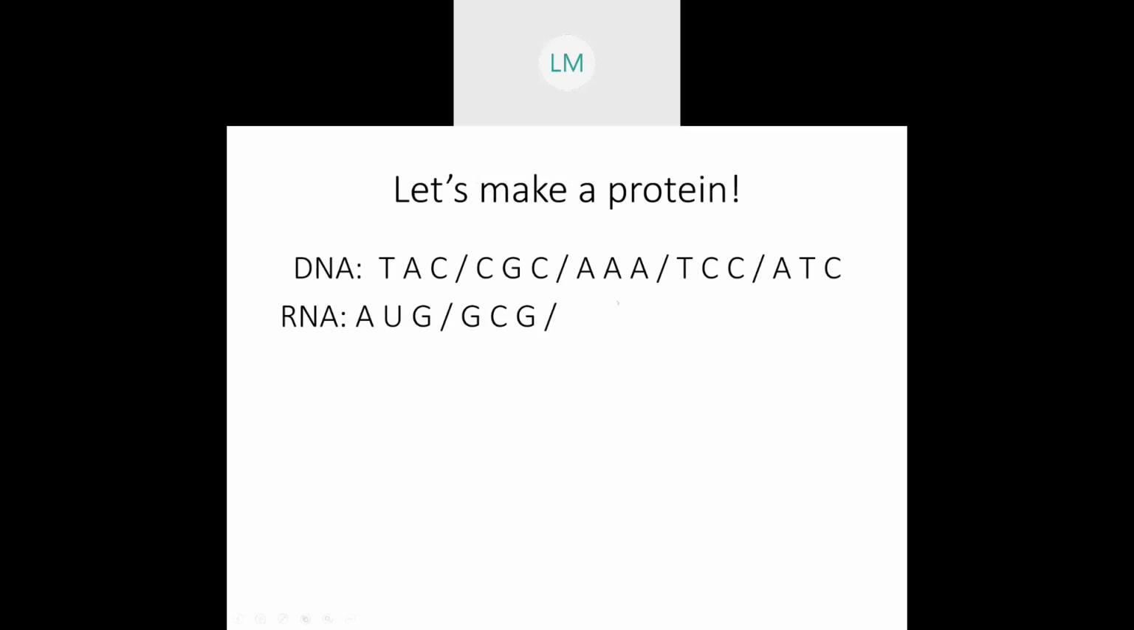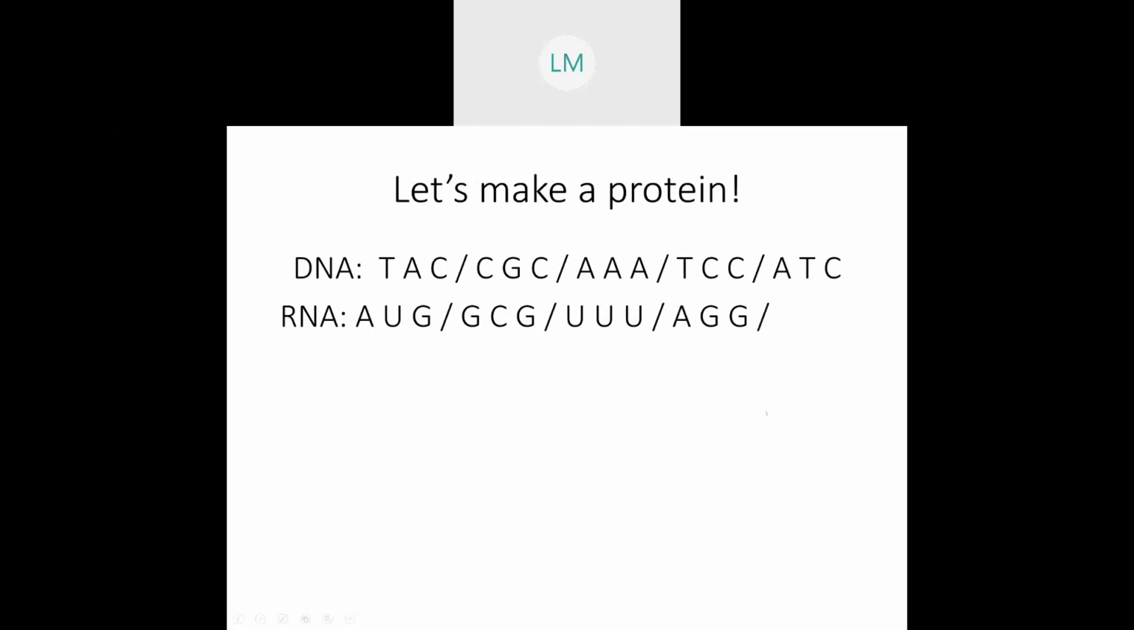Our next set of 3 here are 3 A's. A's always pair with T's. We don't have T's in RNA, so that's going to be 3 U's there. And then in DNA, this section here, we've got T, C, and C. T always pairs with A. C always pairs with G, so we're going to have AGG. And then our last set of 3 here, we've got an A, a T, and a C.